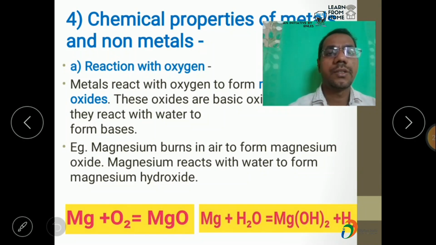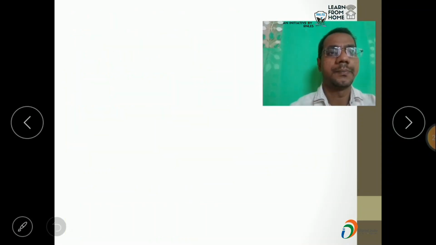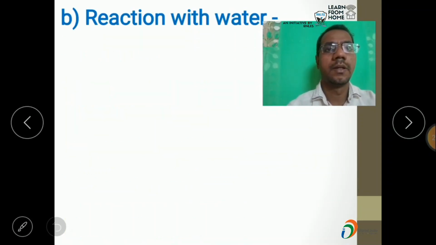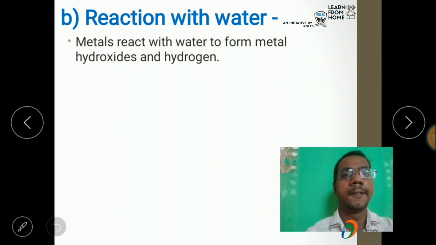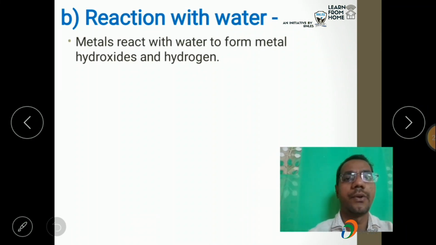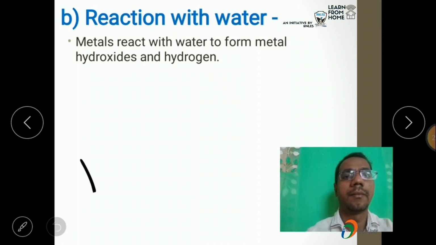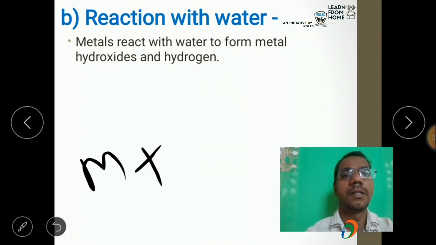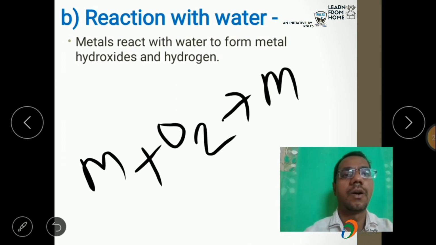So the first reaction we discussed is reaction with oxygen, when they react with oxygen to form an oxide. Next, reaction with water. Metals react with water to form metal hydroxide and hydrogen. When metals react with oxygen, metal plus oxygen forms metal oxide. This is called metal oxide.